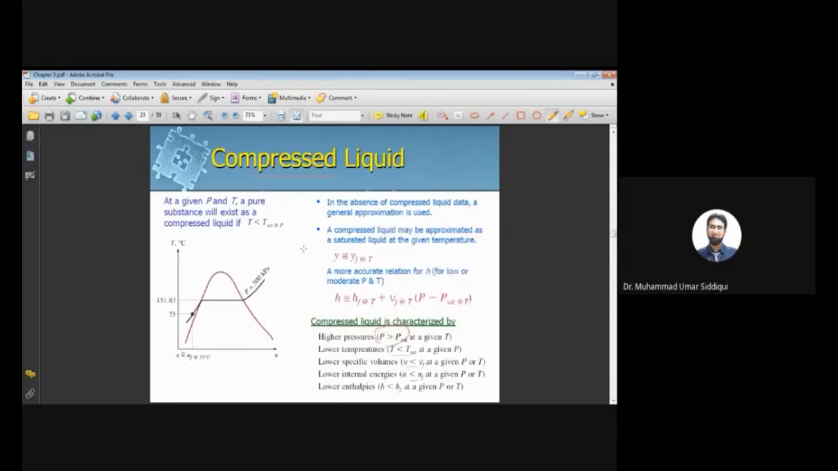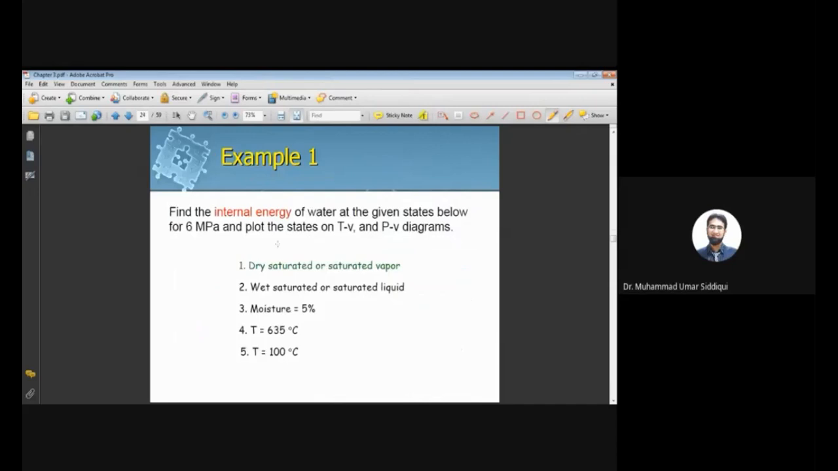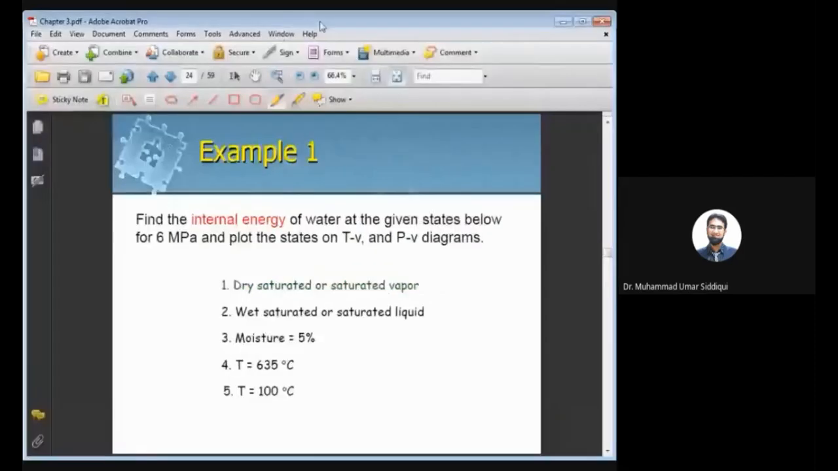I'm going to discuss this later. Let's come over to a numerical example: find the internal energy of water at the given states below. Instead of sharing the slides, let me share the screen with you now so that I can switch between the tables quickly.